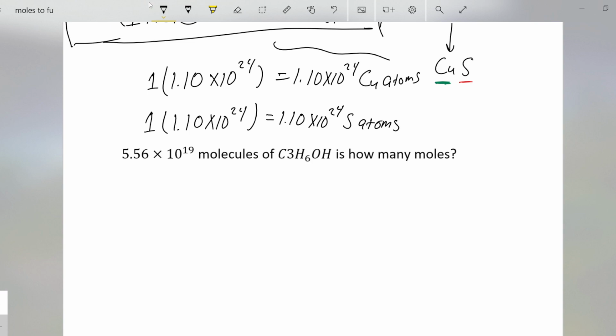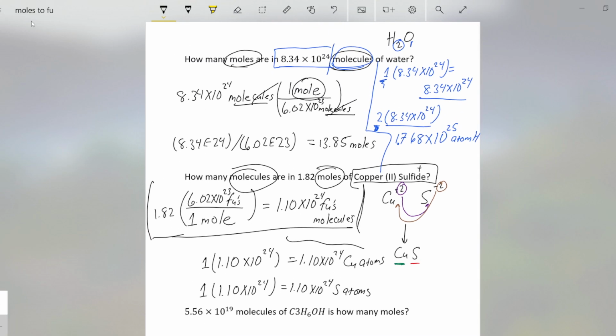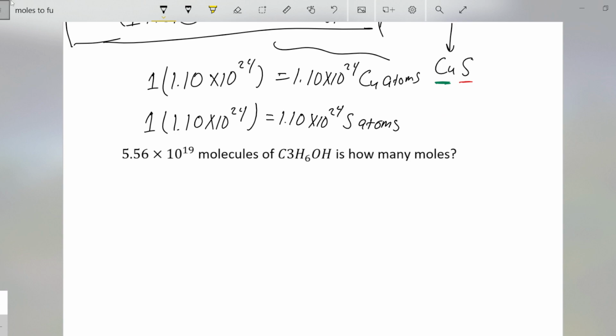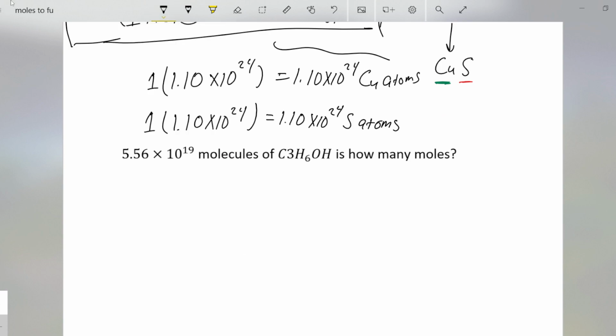All right, so last one. This is 5.56 times 10 to the 19th molecules of this C3H6OH. I hit the wrong button there. Sorry about that. All right, so this is C3H6OH, and there's a formatting issue here. This should be something more like C3H6OH.